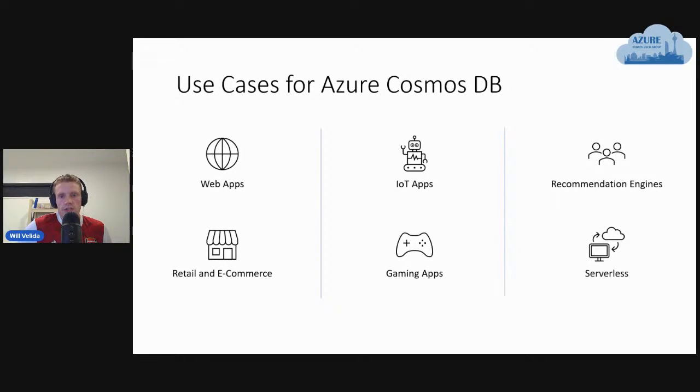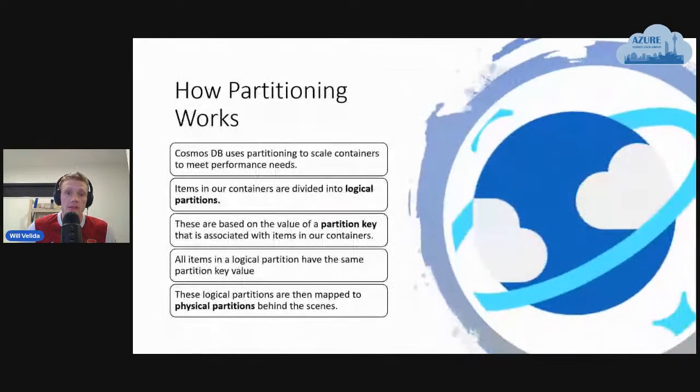So now we're just going to kick off into how partitioning works in Azure Cosmos DB. Cosmos DB uses partitioning to scale containers to meet the performance needs for the applications. Every time we persist an item into a container, they're divided into something called a logical partition. And these are based on the value of a partition key that is associated with an item that we store in our containers. So we have a document and we have several properties within that document. We can specify which one of those properties is going to be our partition key. And that's essentially what we call our logical partition.